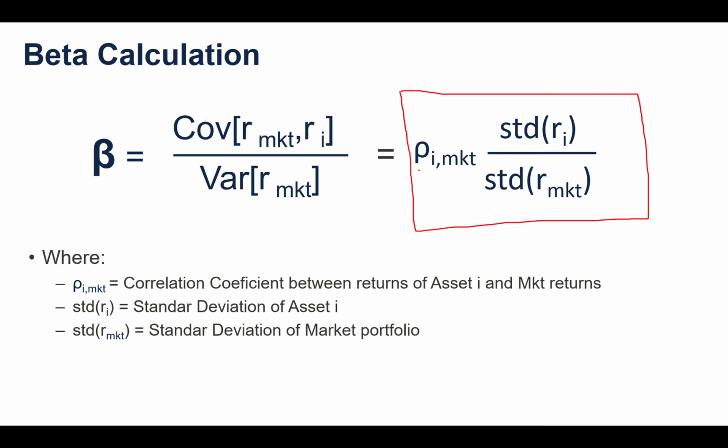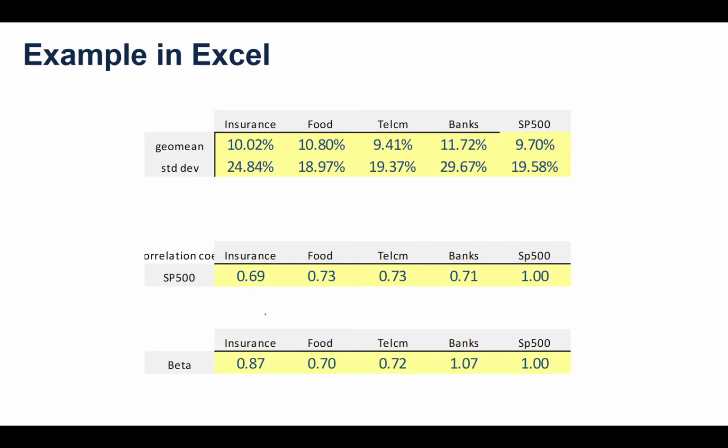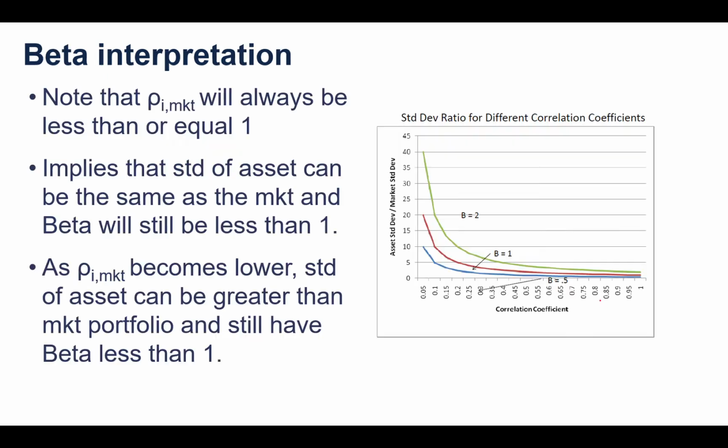We are gonna mainly probably use the formula on the right, and it depends on the correlation of the asset with the market, the standard deviation of the asset, and the standard deviation of the market. We calculated on Excel the beta for these four sectors and for the S&P 500. So let's quickly go over a couple of things here.